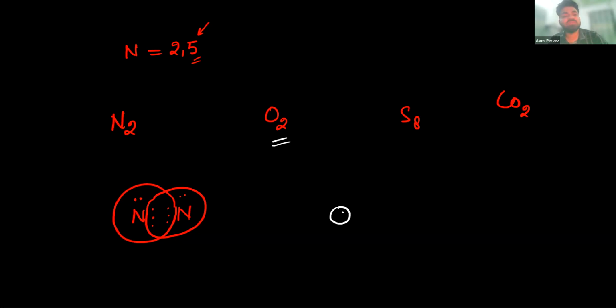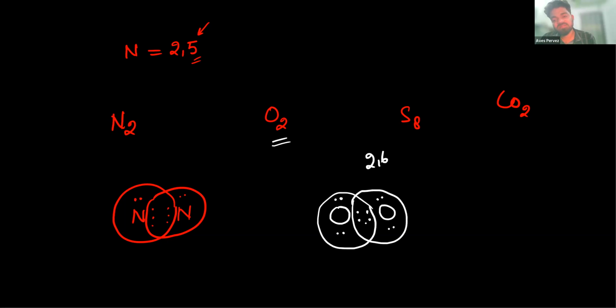What is the electron dot structure of O2? How many electrons are present in the outermost shell of oxygen? 2, 3, 4, 5, 6. So 6. How many does it need to complete its octet? 2. So it will share 2, only 2, because it requires 2. So here is another 1, 2, 3, 4. It will be like this. Got it? Understood? Yes, sir.